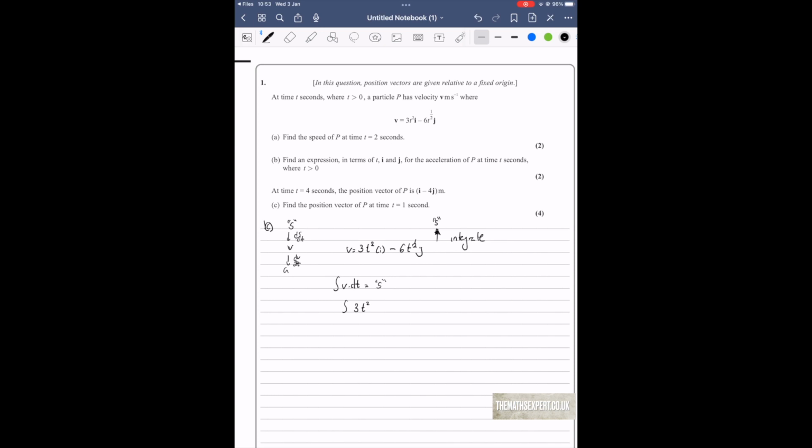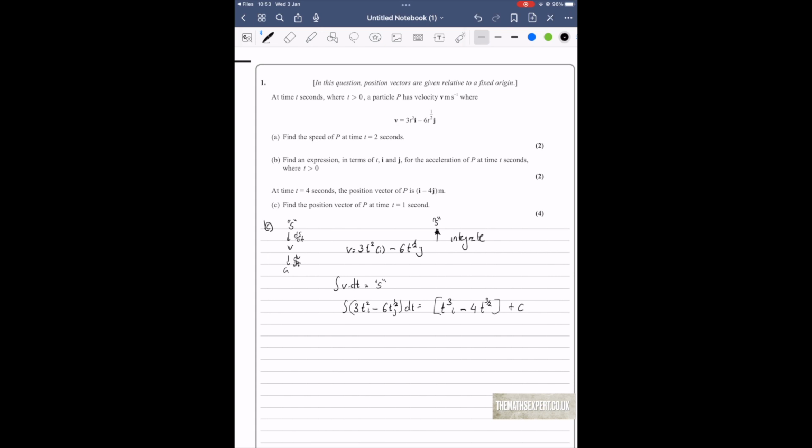3t squared minus 6t to the power of a half. Okay, integrated, we add 1 to the power and divide by the new power. That's t cubed. I've removed the i's and j's for now, but I'm going to pop them back in so we don't get confused. i minus, okay, we add 1 to the power and then do that. That's going to be 6 divided by 3 over 2, which is definitely going to be 4t to the power of 3 over 2. And we're obviously going to add c.